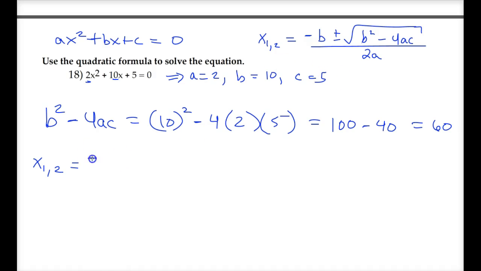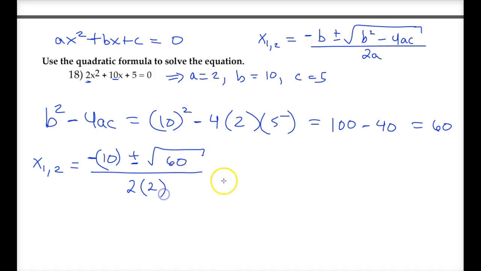So we have minus b, which is negative 10, plus or minus the square root of, and we know that b squared minus 4ac is just 60. We divide that by 2 times a, which is 2. So here, that just gives us a negative 10 plus or minus, and for the square root of 60, we know that 60 can be broken down into many things.